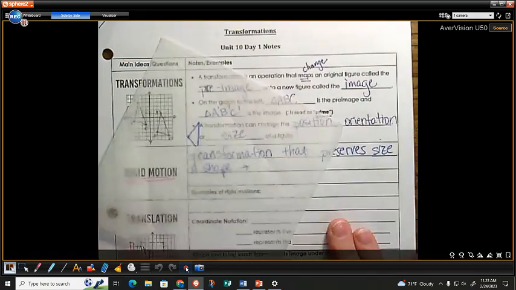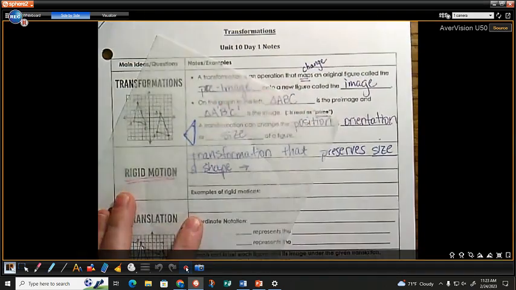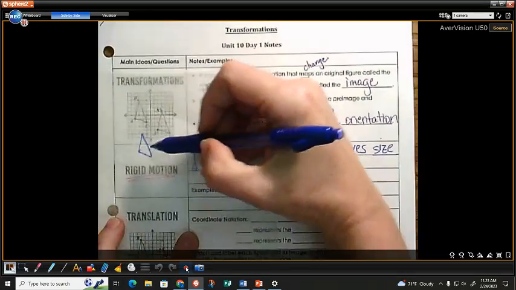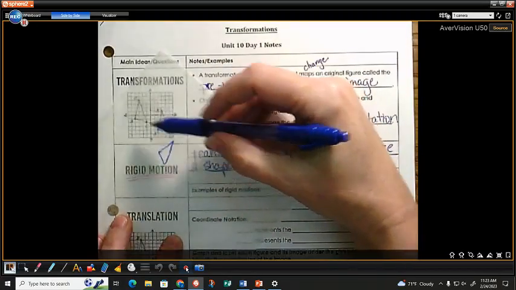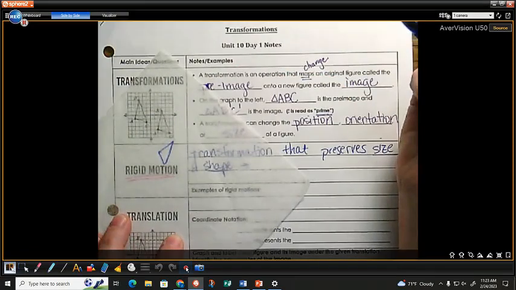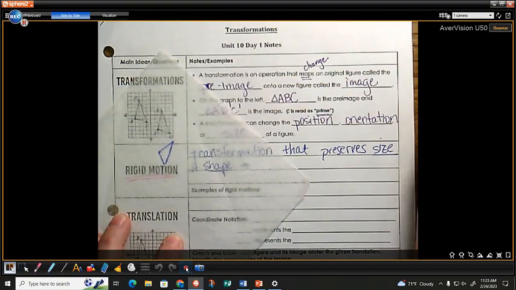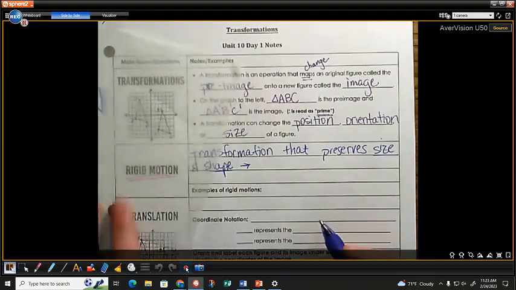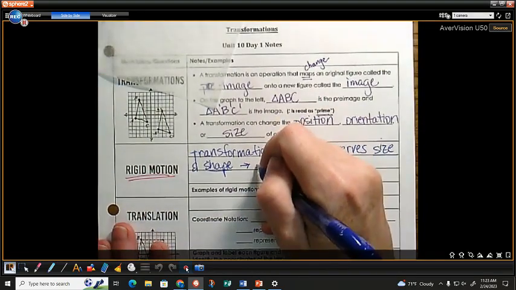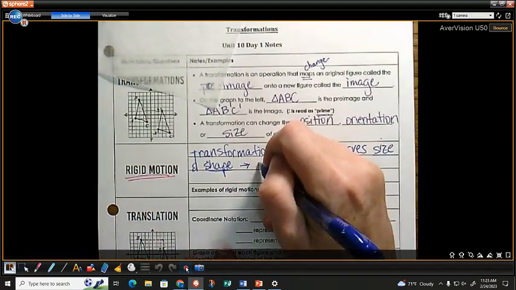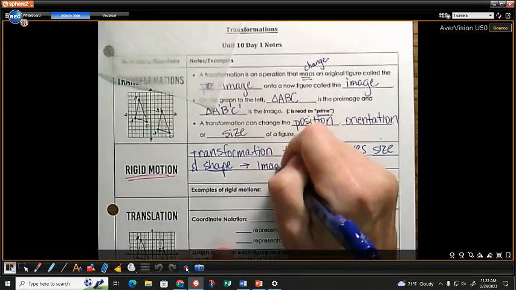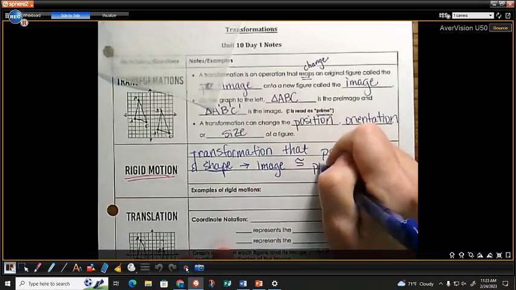Well, if I do that, and I haven't changed the size or the shape, how is this triangle related to the original? What relationship do they have that we have done over and over and over again all year? They're congruent. That's the one, go get candy for that. That's the one that says size and shape. So the image is congruent to the pre-image.